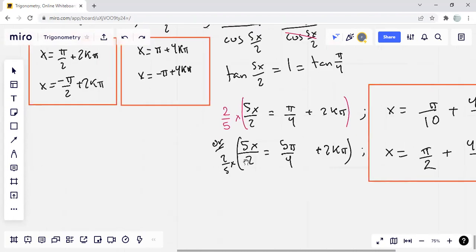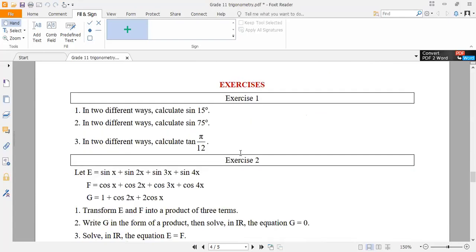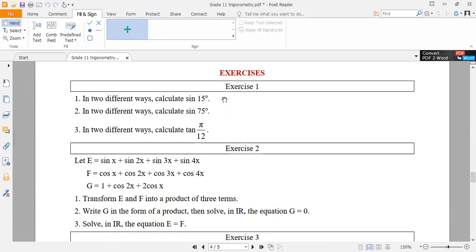What you have as homework is to continue this exercise. Exercise 1, we solved part 1 in class. I want you please to solve part 2 and part 3 for Tuesday. And of course, copy exercise 2 on your copybooks.